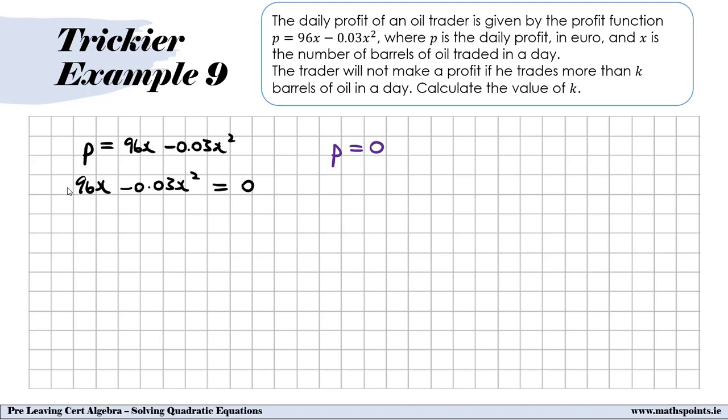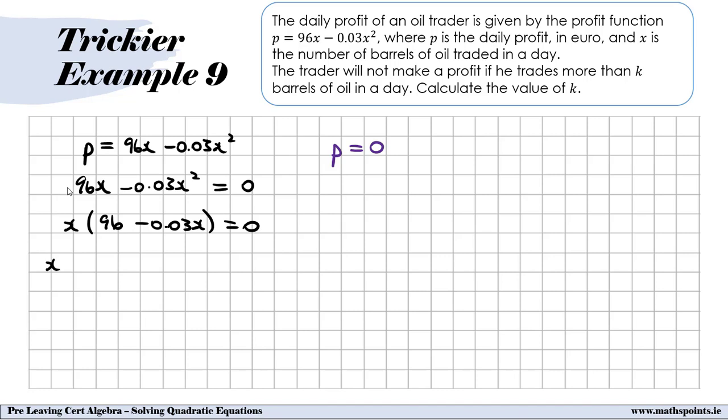I can see that x is the common factor of 96x and minus 0.03x squared. So if I divide 96x by x, I get 96. And if I divide minus 0.03x squared by x, I get minus 0.03x. And that's equal to 0. I may have been able to factor out a number, but sometimes in a question like this, you're better off just factoring out what the letter is, and the solution will be provided when you let each bracket equal 0.